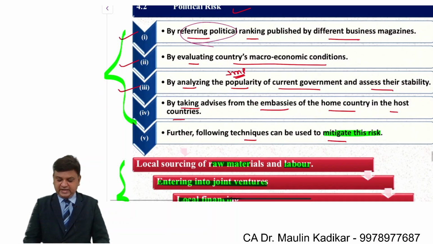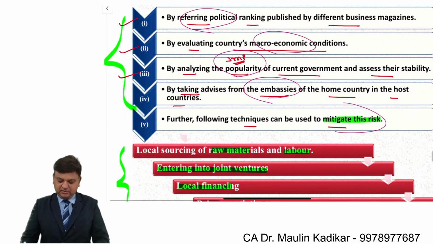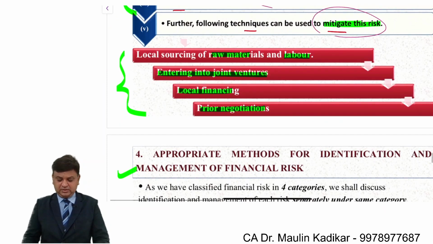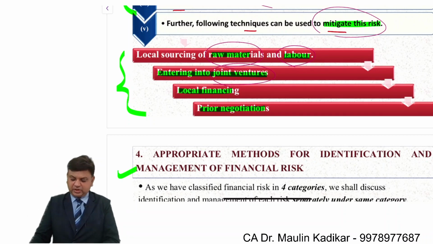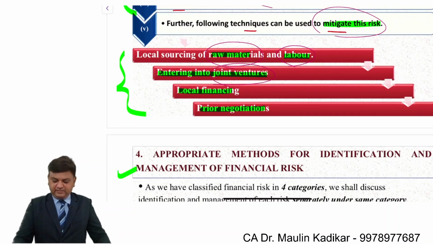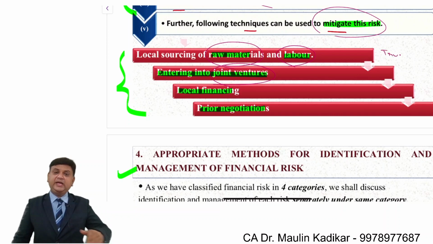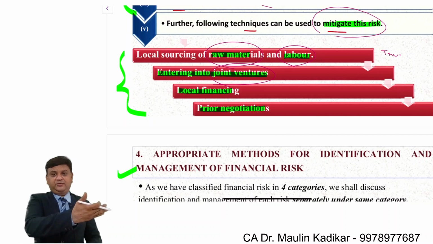By referring to the political ranking, macroeconomic condition, popularity, embassies. Then further there are additional techniques, local sourcing of the raw material and labor. So the risk for us will reduce. Entering into joint venture. We know that when Mr. Trump had come as president of the United States of America, he had a point that the companies who are coming over here for doing business must make sure that they employ the local labor, and for the local labor they do not have anybody from their own country.